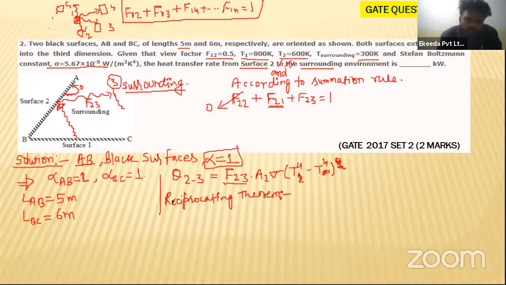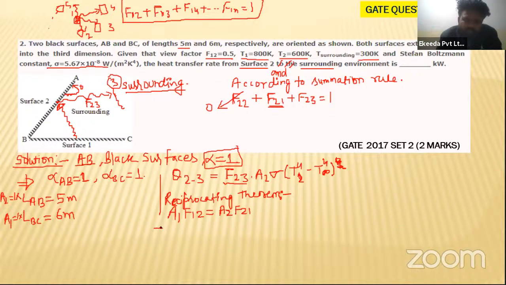You can directly go to the Ekeeda channel, where you can also see the complete video on the shape factor. So this is your summation rule, and this is your reciprocity theorem: A1 F12 is equal to A2 F21. So if you see A1, what is the area A1? You can easily calculate A1. Surface 1 is nothing but BC, so 1 multiplied by LBC. And surface 2, A2, is 1 multiplied by LAB. So A1 F12 is equal to A2 F21.